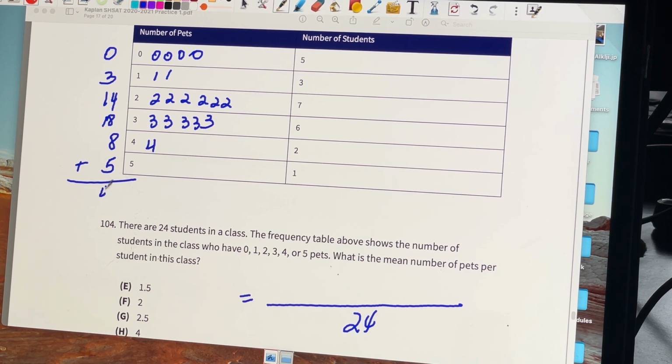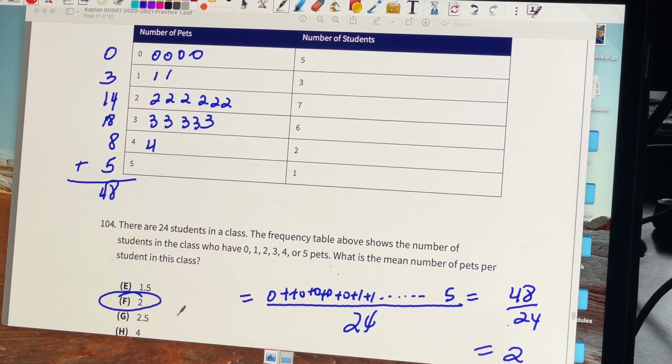We have 48. So the total, if we did 0 plus 0, sorry, I'm not going to write the whole thing, but 0 plus 0 plus 0 plus 0 plus 0 plus 1, etc., all the way to the 5, we get a total of 48. Divide that by 24, and the mean here, obviously, 48 divided by 24 is 2.